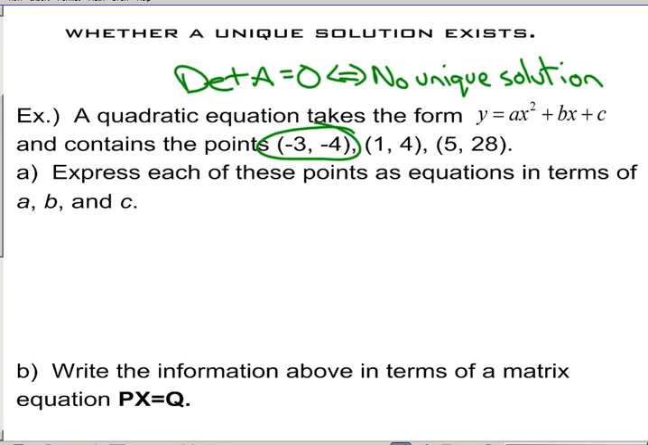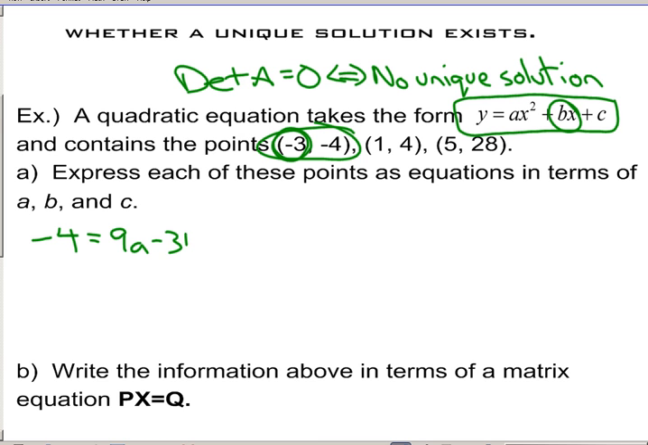I know it's got a y value of -4, so I should be able to sub it into this equation. -4 equals a times the square of my x value. Well, the x value in this case was -3. -3 squared is 9, so I've got 9a plus b times that -3, or -3b, plus c at the end.